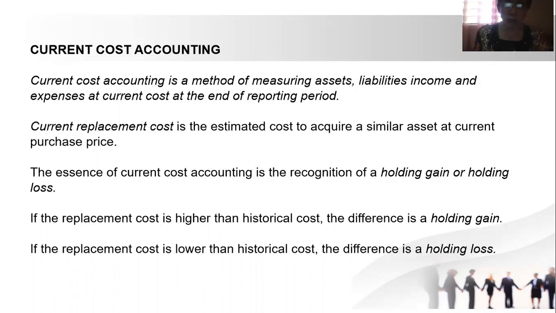Your current replacement cost is the estimated cost to acquire a similar asset at current purchase price. The essence of current cost accounting is the recognition of a holding gain or holding loss. That is the very important item that we have to determine. If the replacement cost is higher than the historical cost, the difference is a holding gain. On the other hand, if it's lower than the historical cost, the difference is a holding loss.